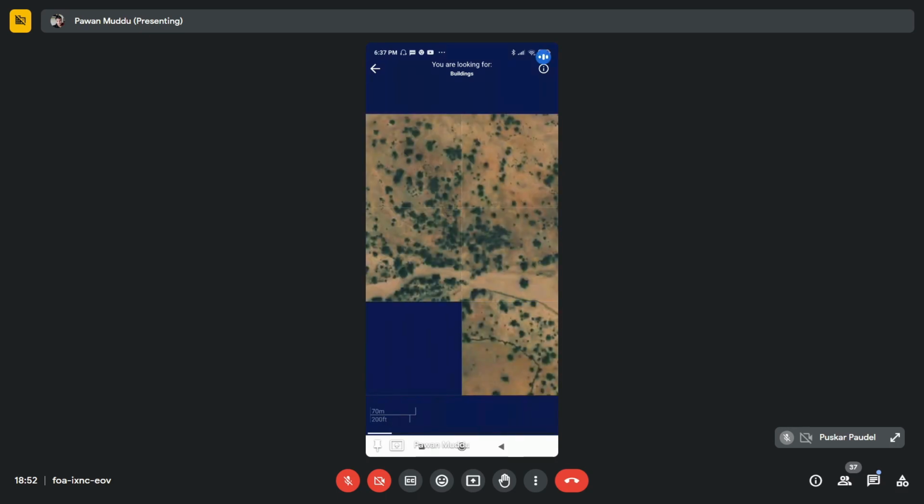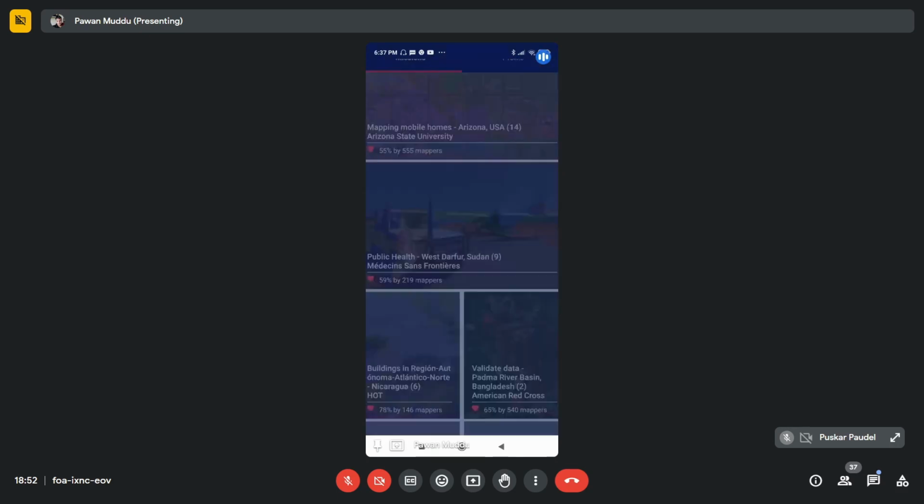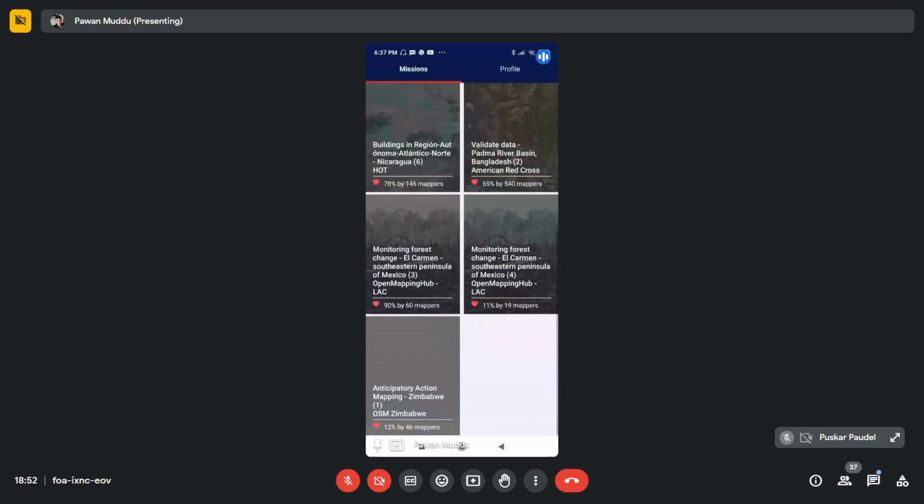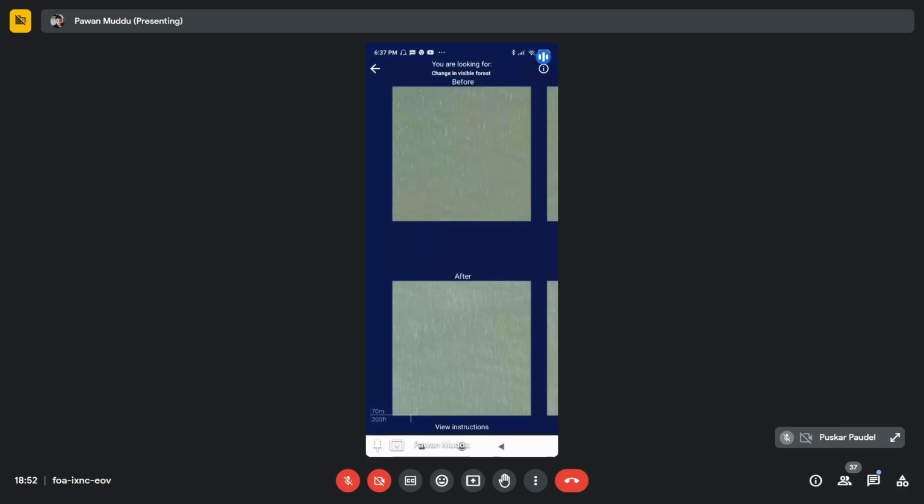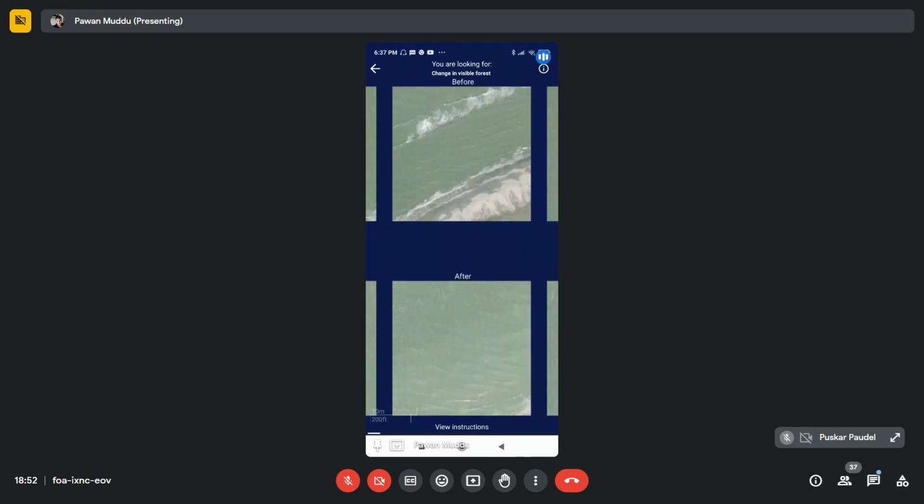And then you come to something like this task, which is what I'm doing now. Here you have to just see whether there's deforestation or not. So here you have to see whether there's a change in the forest pattern. So before, after, I can say that there is a change. So just click on this. Here, before, after, there isn't a change.